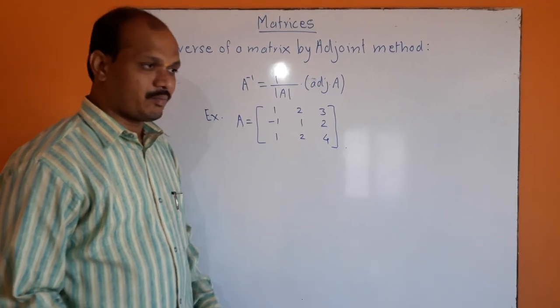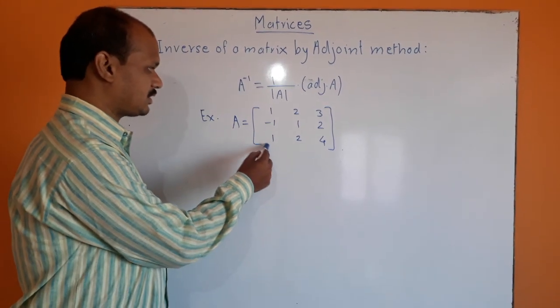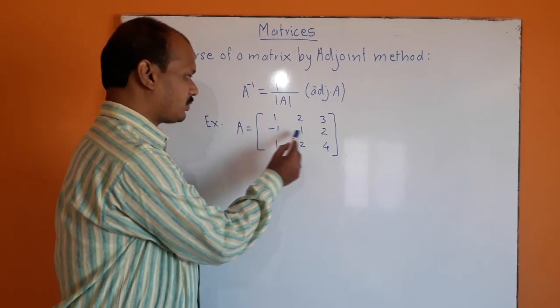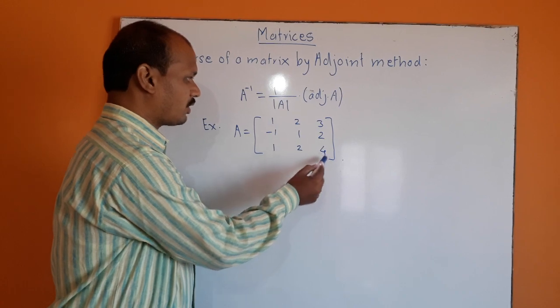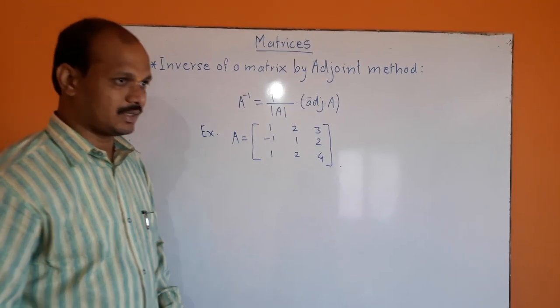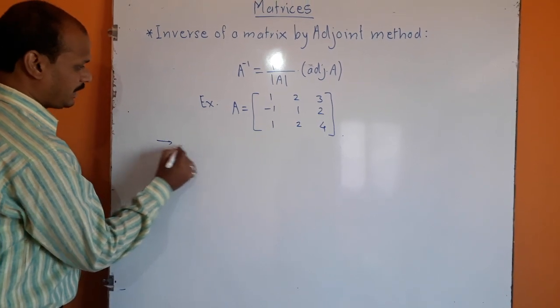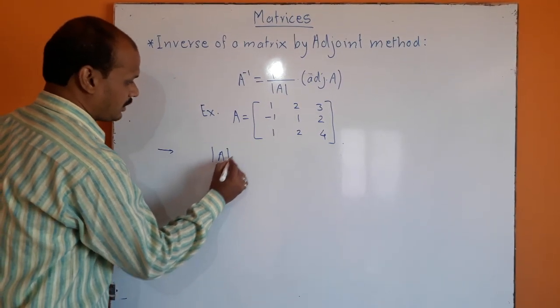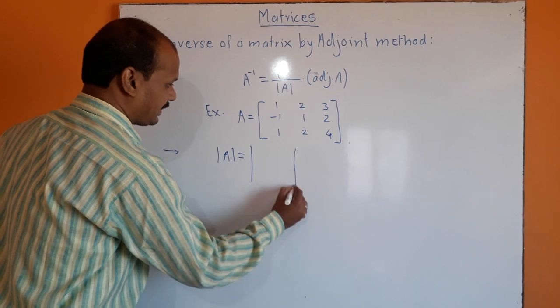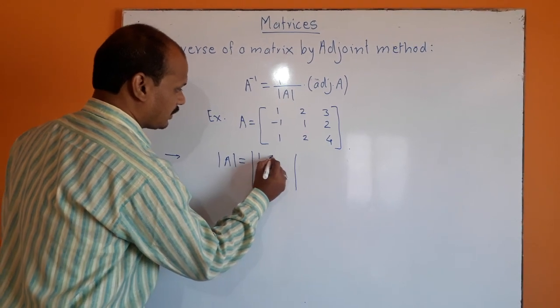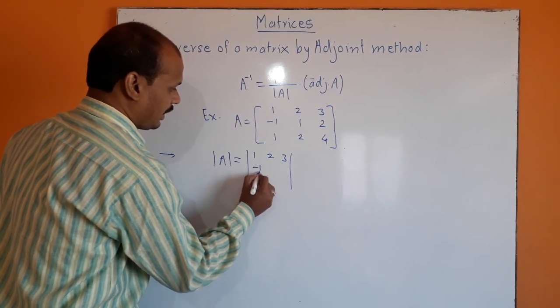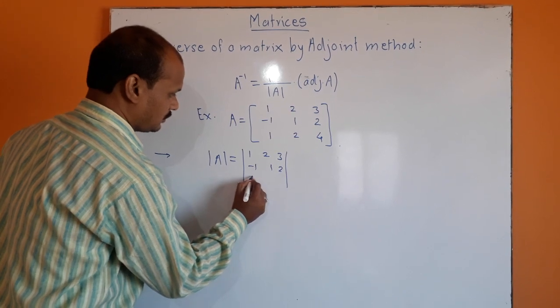Now example: find the inverse of the following matrix A, given by [1 2 3; -1 1 2; 1 2 4], by using the adjoint method. First we have to calculate the determinant of A. Determinant of A equals the determinant of the matrix [1 2 3; -1 1 2; 1 2 4].